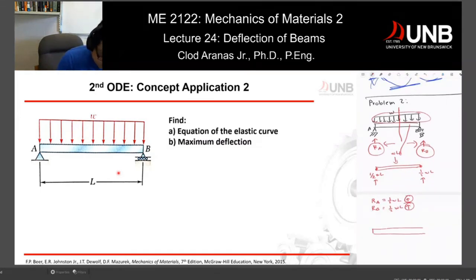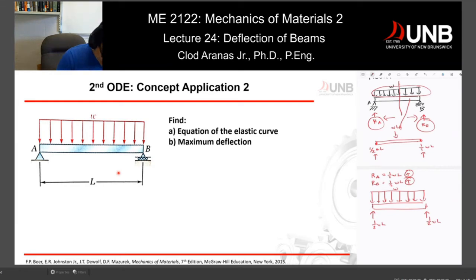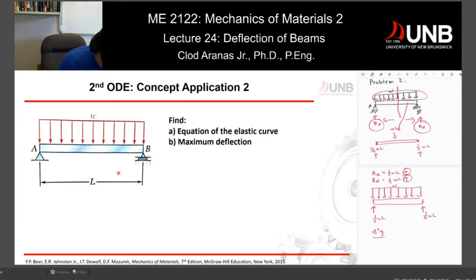And now I can go back to my original beam using these numbers. So how can I go back? I have this distributed load, omega, and I have 1/2 WL at each support. Now, our objective is to use the second order differential equation, d squared y over dx squared equals M as a function of x divided by EI. We need to take this M sub x. How can we do it? We have to cut our beam and find the number.